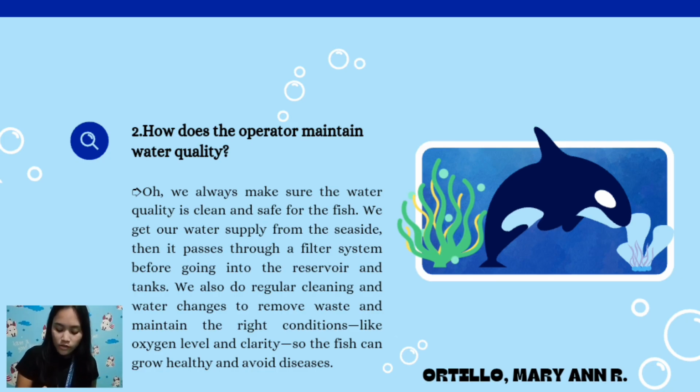We get our water supply from the seaside. Then it passes through a filter system before going into the reservoir and tanks. We also do regular cleaning and water changes to remove waste and maintain the right conditions like oxygen level and clarity so the fish can grow healthy and avoid diseases.